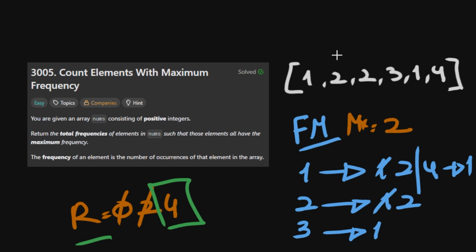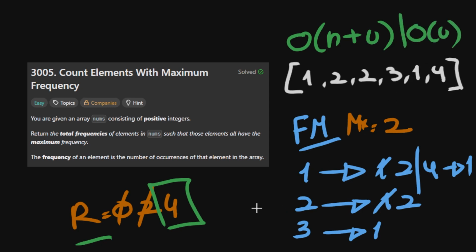Time complexity will be big O of n, because we need to iterate this, plus the number of unique keys in the array. We'll call this u. And space complexity will be big O of u. So now let's go with the code, and hopefully you will get the idea.